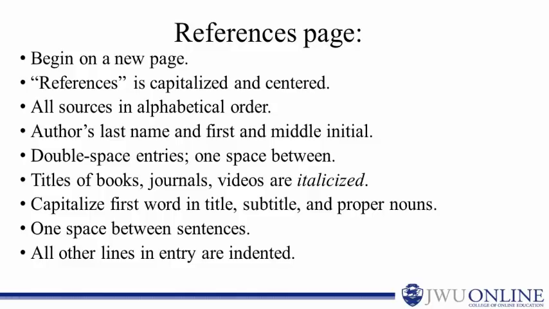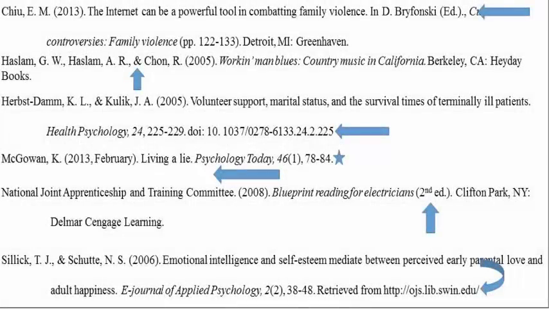Number 8, there should only be one space after all forms of punctuation. And number 9, the first line of each entry should be placed against the left-hand margin. All other lines in that entry should be indented one tab, or what is known as a hanging indent. Let's put this all together, shall we? What follows is a sample APA references page. Please note that the references are double-spaced and that each line after the first has been indented.